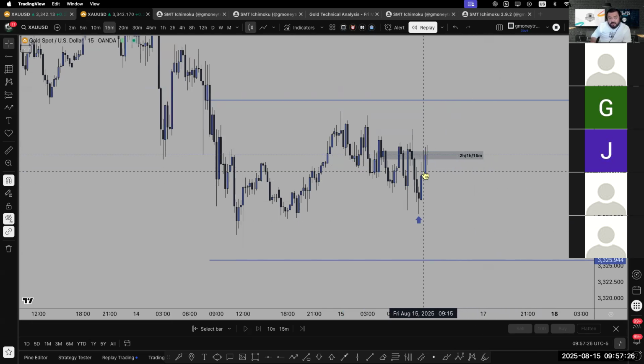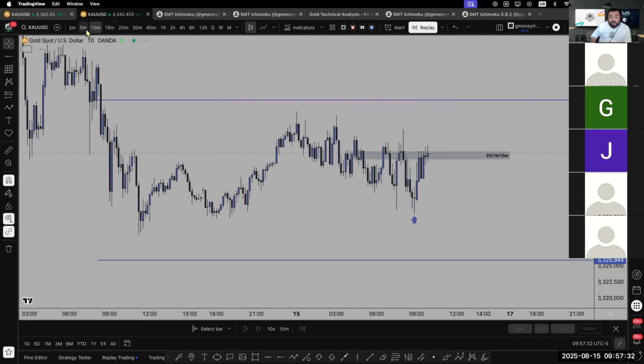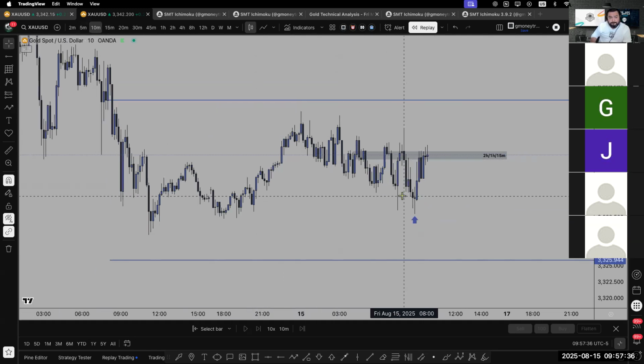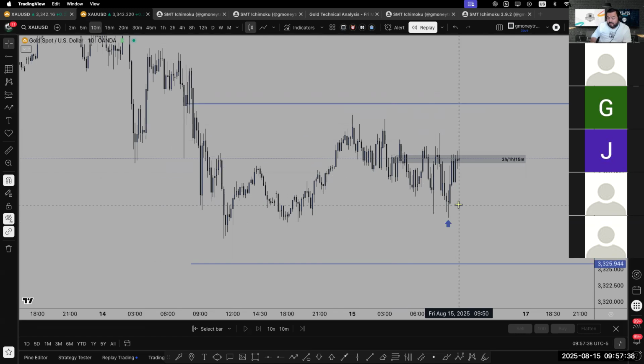And now, right? Here in the 15 minute, we got a rally base rally forming. Buyers are starting to show themselves. 10 minute as well. 5 minute, right there.